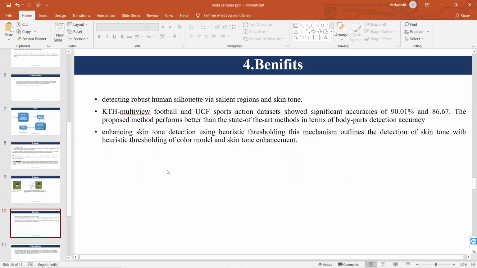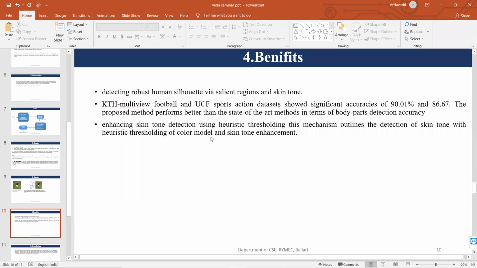Our benefits are that we can detect based on the pose and gesture. We can recognize them easily by using this model. And this is not only implemented in sports movement detection, we can implement this in other human activities also.